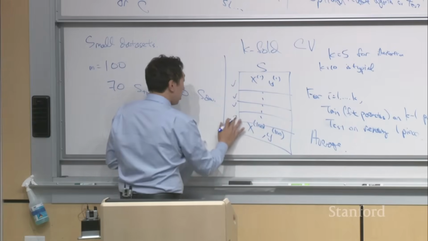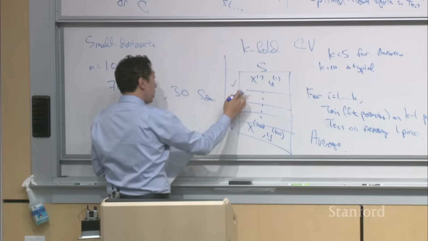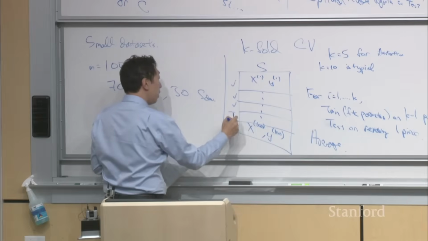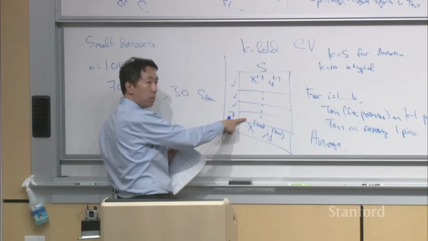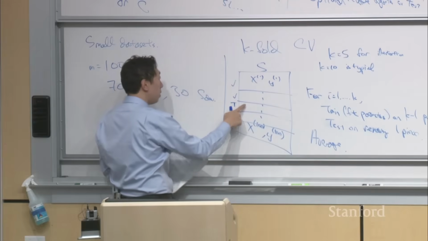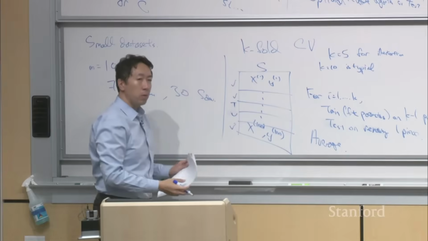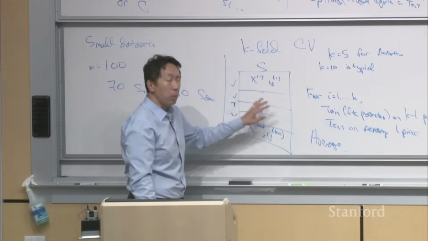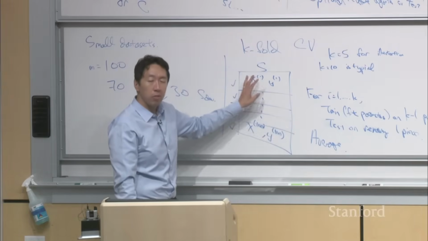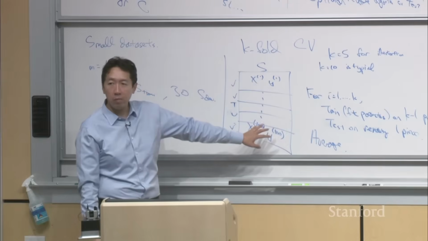And then in the second iteration through this for loop, we'll train on pieces 1, 2, 3, and 5, and test on piece number 4, and we get a number. And then you hold out this third piece, train on the others, test on this, and so on. So you do it 5 times, where each time you leave out 1/5 of the data, train on the remaining 4/5, and you evaluate the model on that final 1/5.